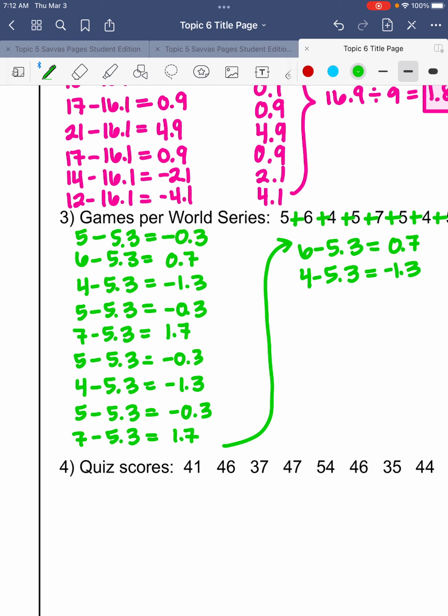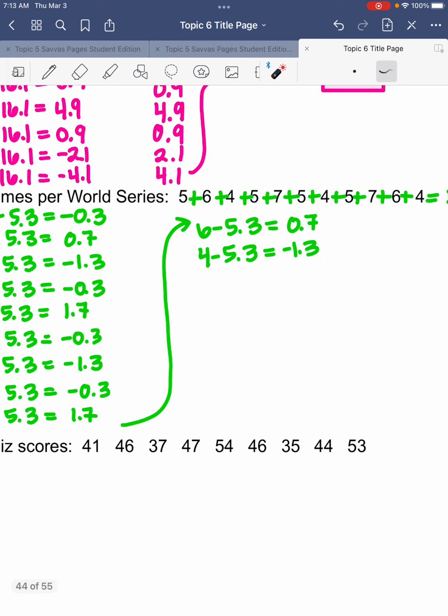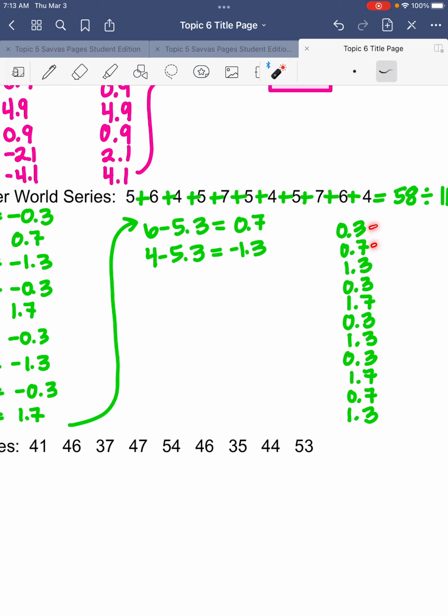Okay. So now what I'm going to do is take all of these new numbers and make them positive. So I'm going to rewrite them all so that they are positive. So we've got 0.3, 0.7, 1.3, 0.3, 1.7, 0.3, 1.3, 0.3, 1.7, 0.7, and 1.3. Okay, so that should be all 11 of them. 1, 2, 3, 4, 5, 6, 7, 8, 9, 10, 11.